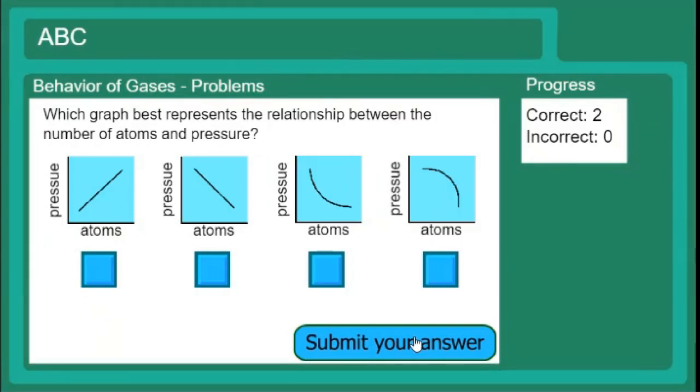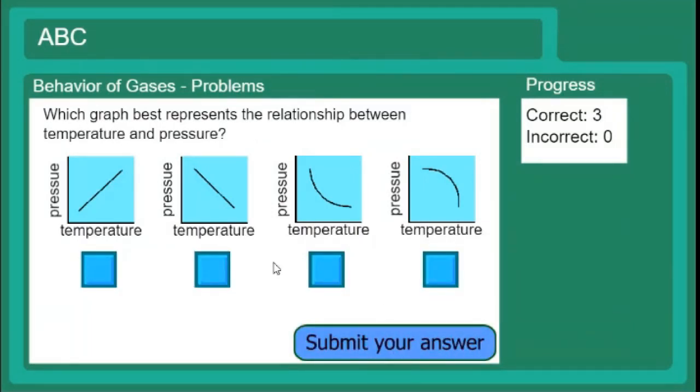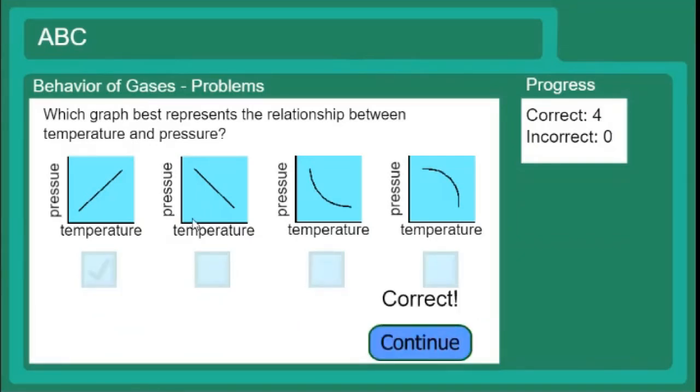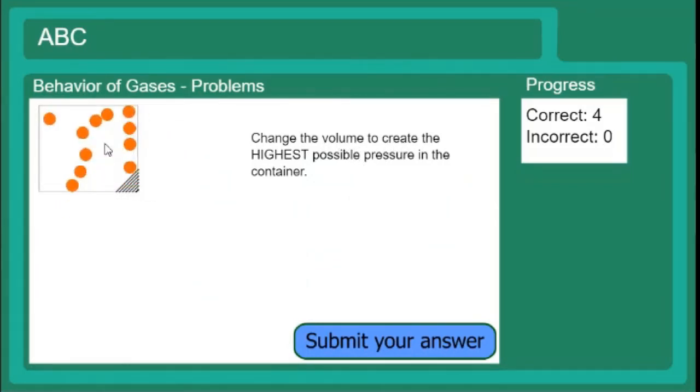Okay, which graph best represents the relationship between the number of atoms and pressure? Number of atoms increase, pressure increase, means directly proportional. Yes, A. Okay, next. Which graph best represents the relationship between temperature and pressure? Pun directly proportional. A. Okay, continue. Change the volume to create the highest possible pressure. Jadi volume kena paling kecil sekali lah, kerana P is inversely proportional to volume.